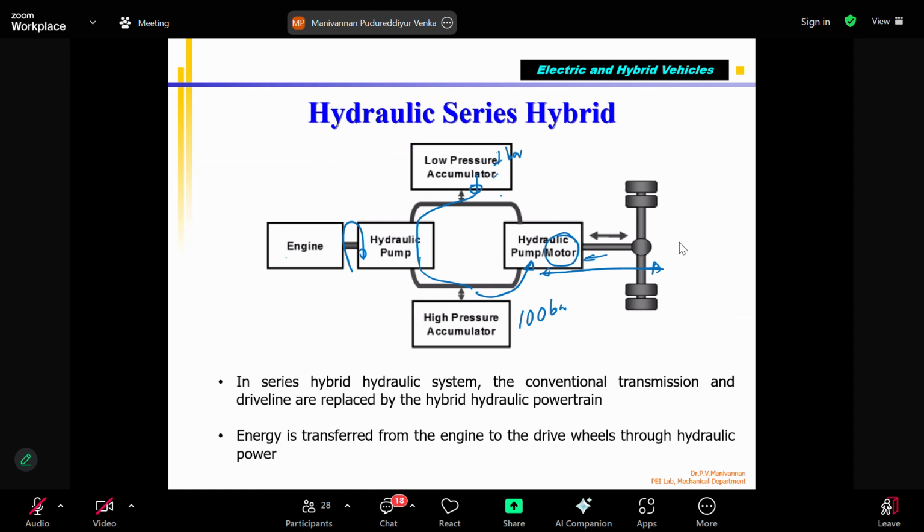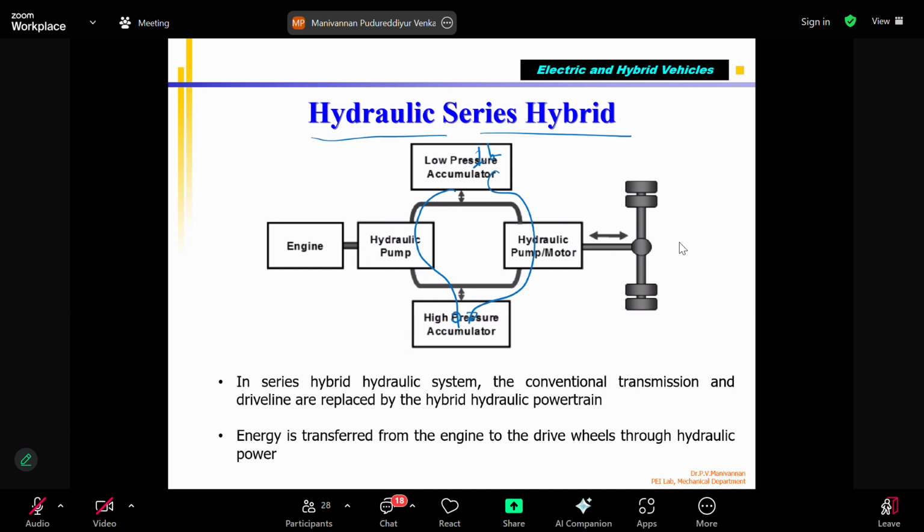During regenerative braking alone, this motor will act as a pump and additionally suck fluid and store it. You can see that there are two paths. From the low pressure 1 bar, normally this will be pressurized. During regenerative braking, this also can store. Okay. And when the wheel is driving this pump, it sucks the fluid and stores it. This is called a series hydraulic hybrid vehicle.